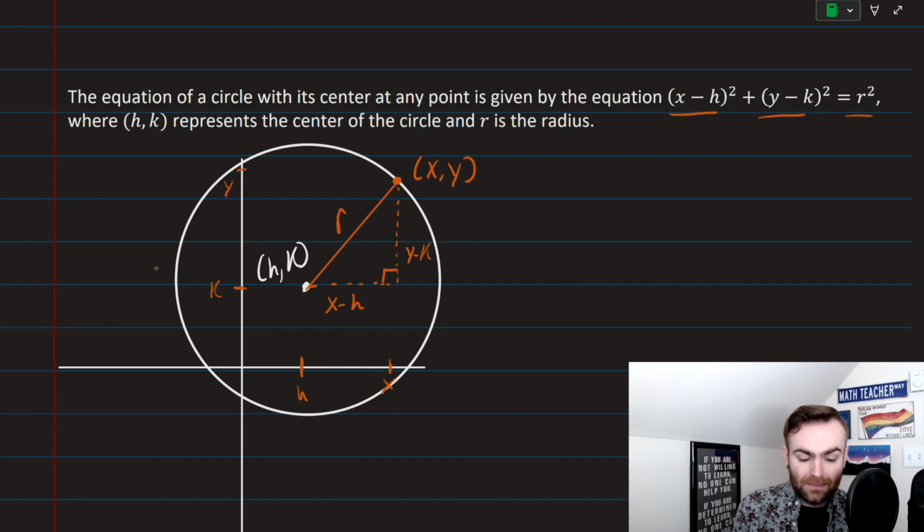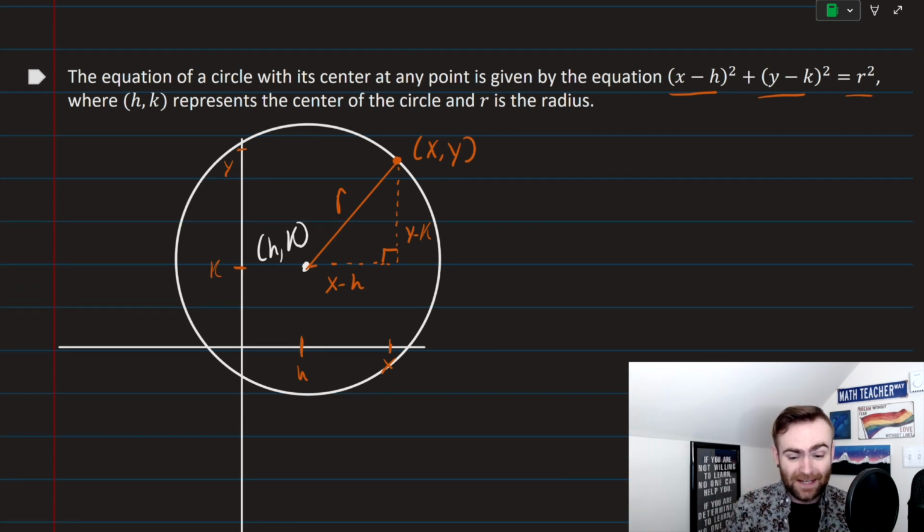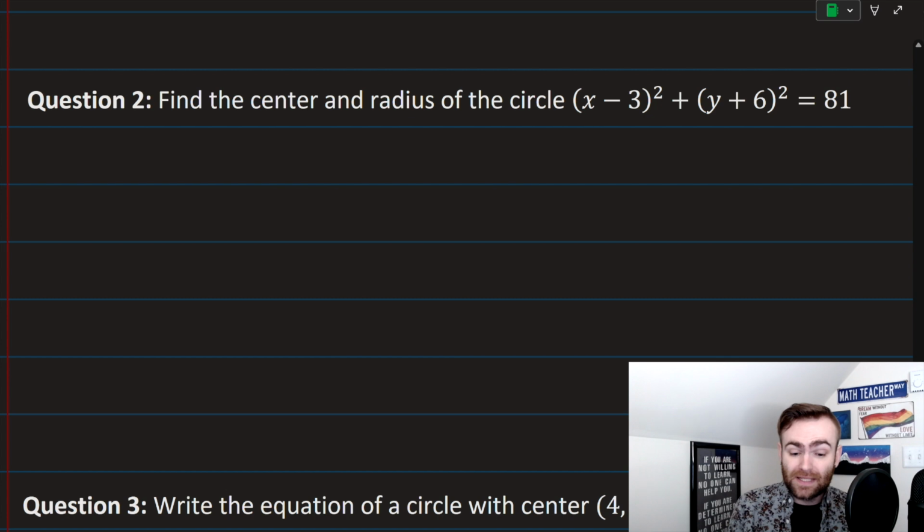We would end up doing some addition if we were in the negatives, because subtracting a negative is positive. So if you see a plus in here, it means that it is on the negative side of whatever axis we're talking about. So let's try some things out. First and foremost, let's find the center and radius of a circle that is x minus 3 squared plus y plus 6 squared equals 81.